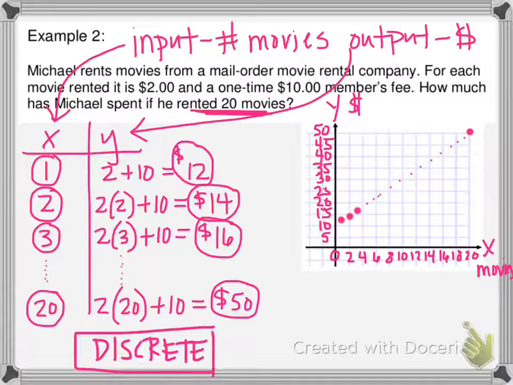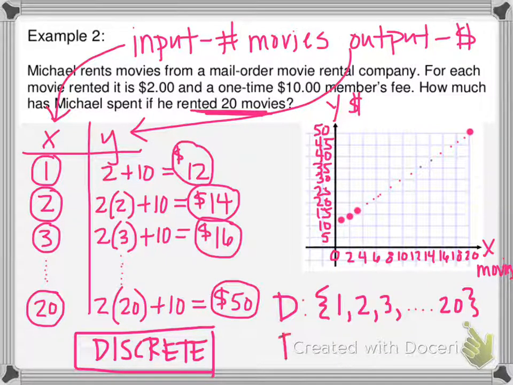Okay, so for our domain, remember we want to use the curly brackets. Because it's discrete, we're going to list the numbers. The first input value is 1. We can have 1 movie, comma. We could have 2 movies, comma, 3 movies, comma. And I could keep going. Now that I see a pattern, I can put dot, dot, dot at the end. 20 is my largest domain value. So these are all the possible inputs. I can have anywhere between 1 and 20 movies.